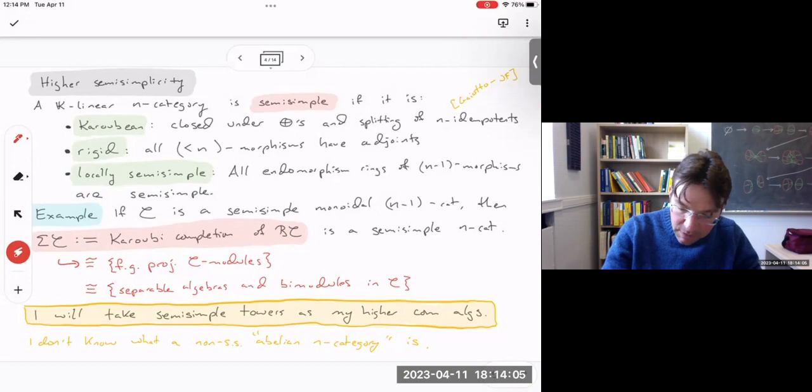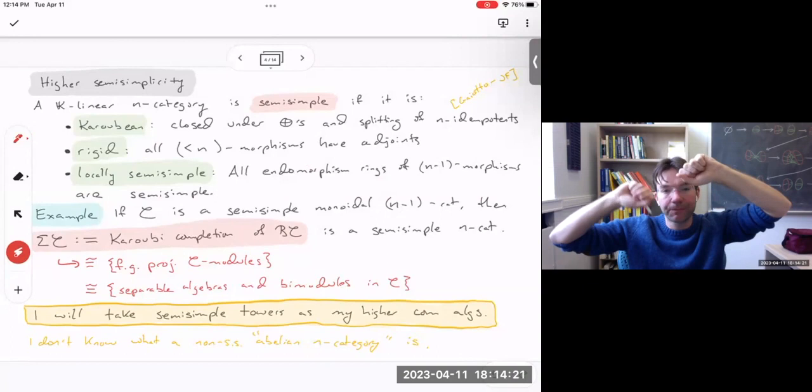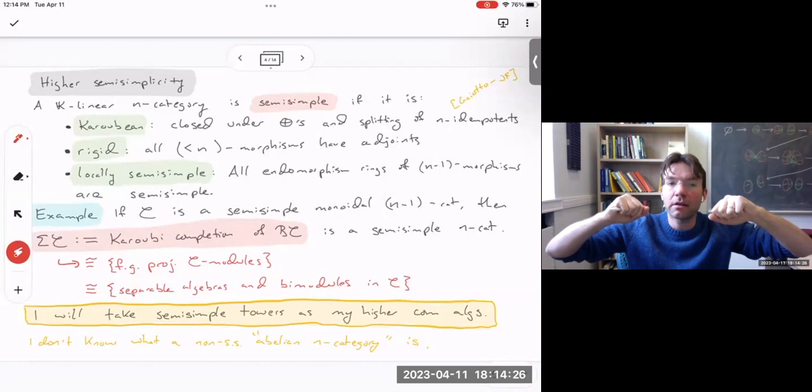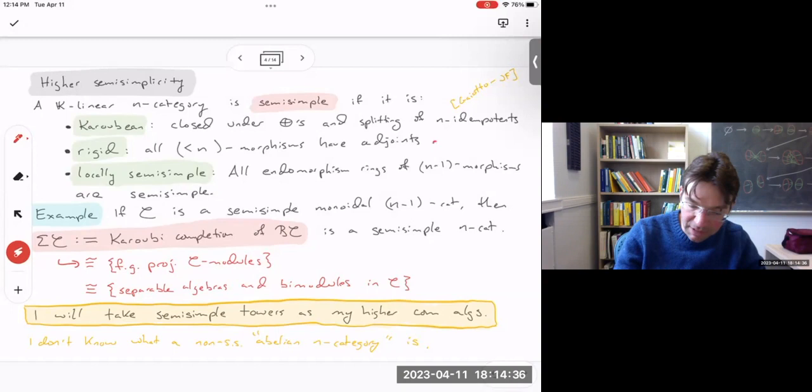All endomorphism rings are semi-simple. That's something you can measure at the very top of the category, just at the top morphisms. And the last thing you can say is that the semi-simplicity in the top dimension is analogous to asking in lower dimensions that all morphisms have adjoints.